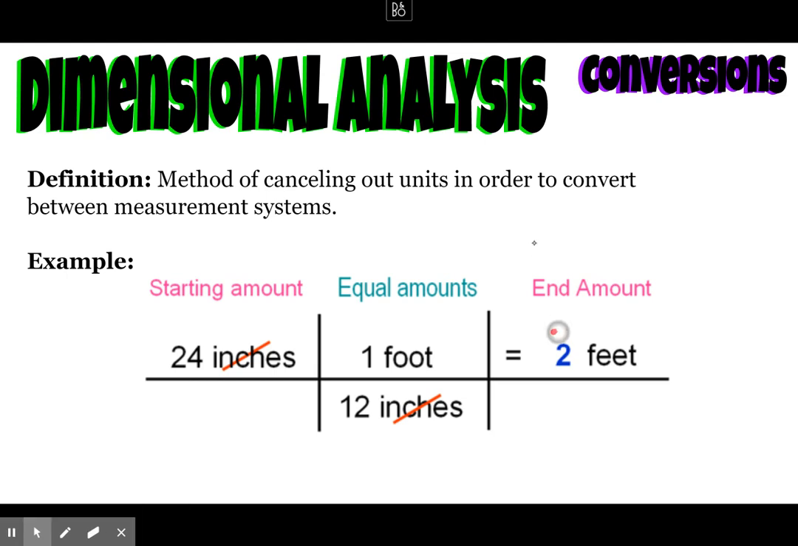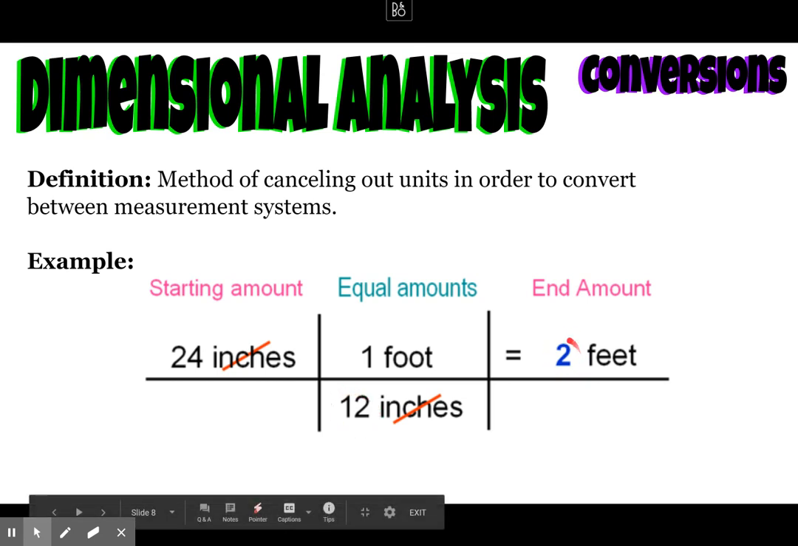So how did we get our 2 feet? Well, we start with canceling out our units. You can see the red slashes. Our inches canceled each other out. We had an inch on the top, we had our inches on the bottom. So that left us with our unit of foot or feet. So now we know that 24 times 1 is just 24, right? Multiplying by 1 just gives us the same number. So you can think of this as division here. 24 divided by 12 gets us to 2 feet.